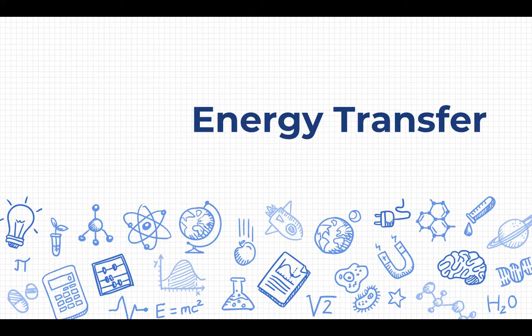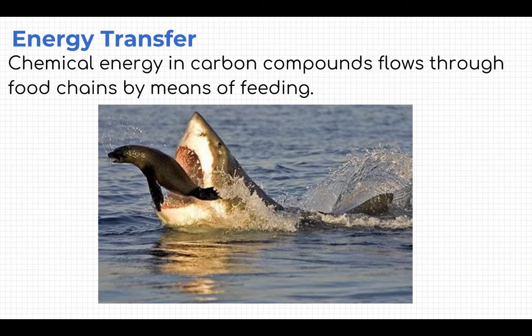All right, please add this section heading. So it says chemical energy in carbon compounds flows through food chains by means of feeding. So there is energy stored within the organic molecules inside the seal. And that energy in those seal molecules is going to get transferred to the shark. But where did the seal get that energy? That seal got the energy by eating fish and whatever else it ate.